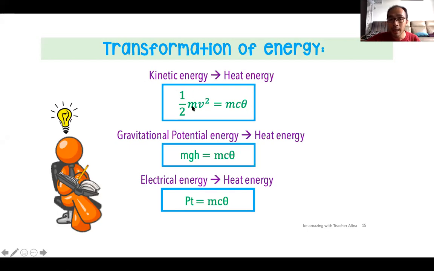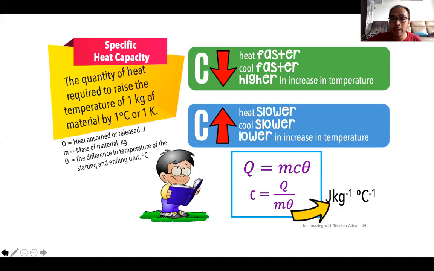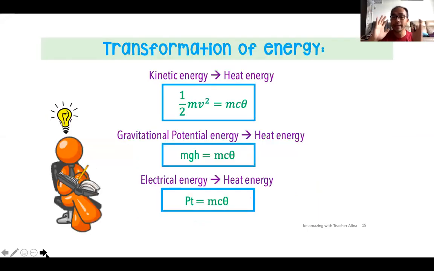Now these formulas are new. Half mv squared is the formula for kinetic energy, which you already studied in chapter 3, in Form 3. So kinetic energy changing to heat energy simply means that half mv squared must equal mc theta. This mc theta comes from the formula that involves the specific heat capacity. Just to remind you. So think of energy in terms of the fact that it can interchange.